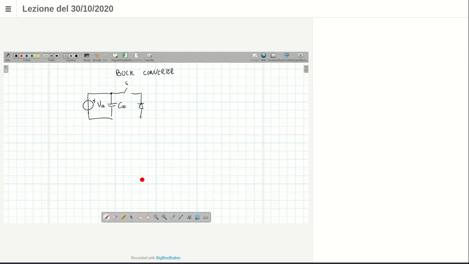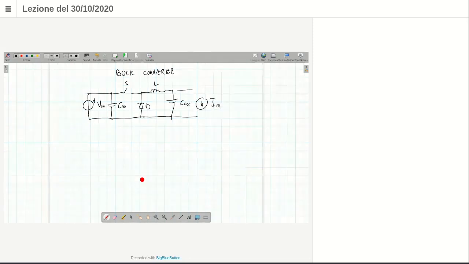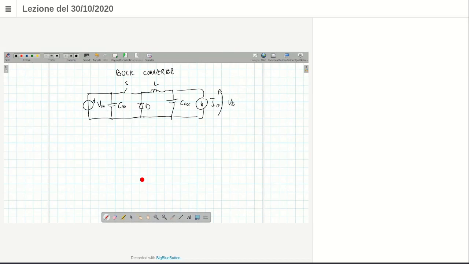Switch, the diode, the inductor, and the output capacitor, and of course we have the load IO and the output voltage VO, with the following specs.